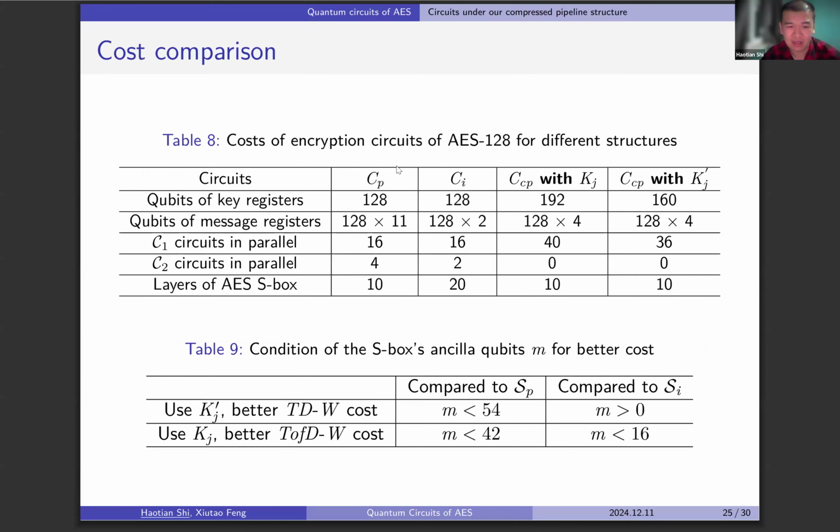We then gave a cost comparison of encryption circuits for different structures. One can see that our circuit only needs C1 circuits, and if the ancillary qubits of S-box is small enough, our circuit will have better depth-wise trade-off.